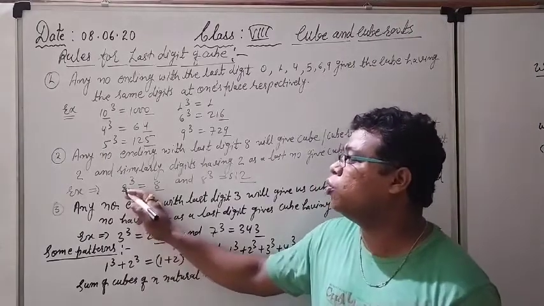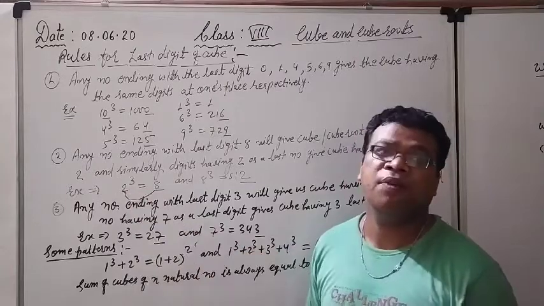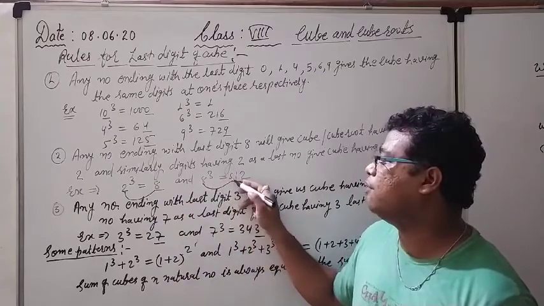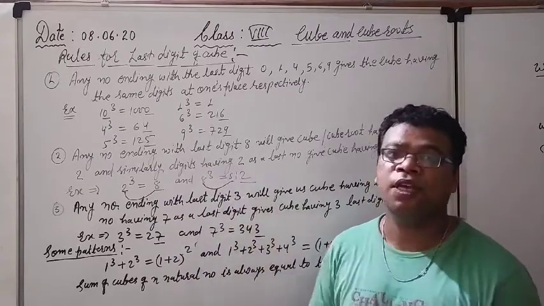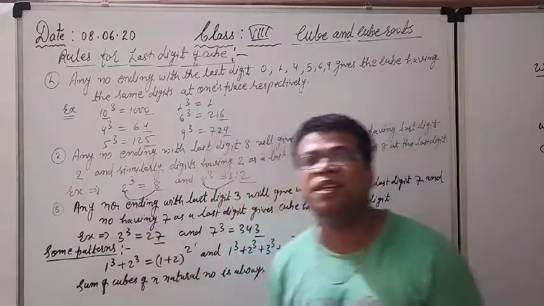See here, 2 cube, it is giving me 8. You can see 2 is the last number. When I am finding the cube, I am getting 8. And the reverse is also true. 8 cube, I am finding 2 at the last digit. So there is a connection between 2 and 8. Same like that, there is a connection between 3 and 7.